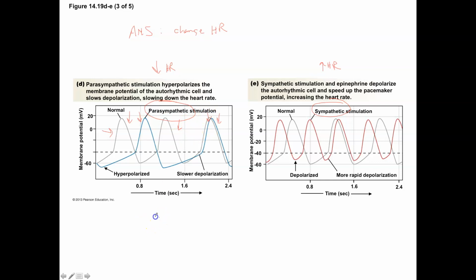So let's take a look at what would be happening in an SA node cell under the influence of the parasympathetic nervous system. The parasympathetic nervous system releases a neurotransmitter known as acetylcholine, and acetylcholine can bind to receptors in the SA node cells. These receptors are going to be muscarinic 2 receptors. And so when acetylcholine binds to the muscarinic 2 receptor, it activates a G protein system. G proteins are made of 3 subunits, alpha, beta, and gamma.